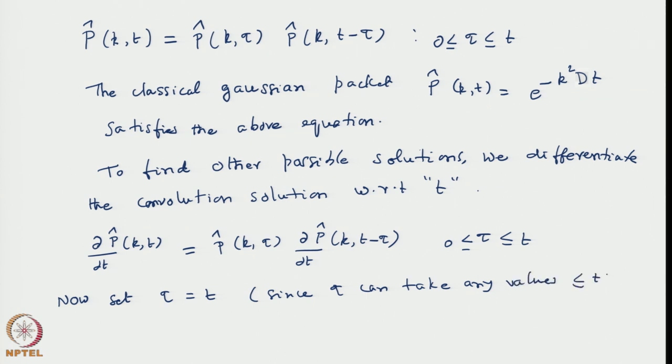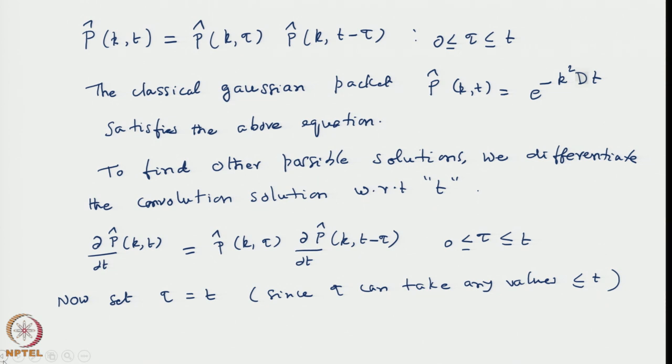Less than or equal to t, positive values less than or equal to t. So, when we do that, the left hand side becomes dp caret by dt k t. It is going to be on the right hand side. We will see here. So when we put the first, second term will remain just the same, but here when we put it, it will be completely independent of any time, so it will be 0.